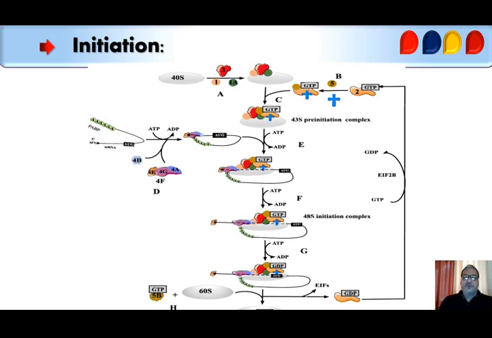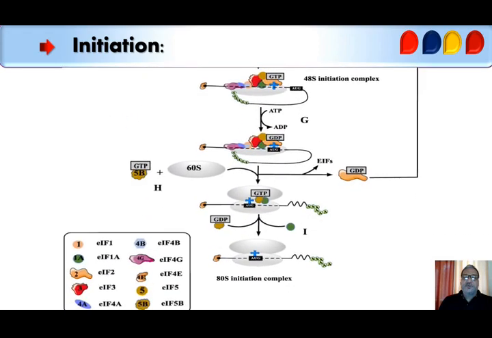Now, once this 48S initiation complex is formed, the 60S subunit binds with the smaller subunit and releases all these factors. These factors which are released are again cycled back, and after the binding of this 60S subunit, this becomes an 80S initiation complex, and thus the process of initiation ends here. Now we go to the next, that is the elongation process. Whatever energy is needed for the initiation process is provided by ATP and GTP molecules.